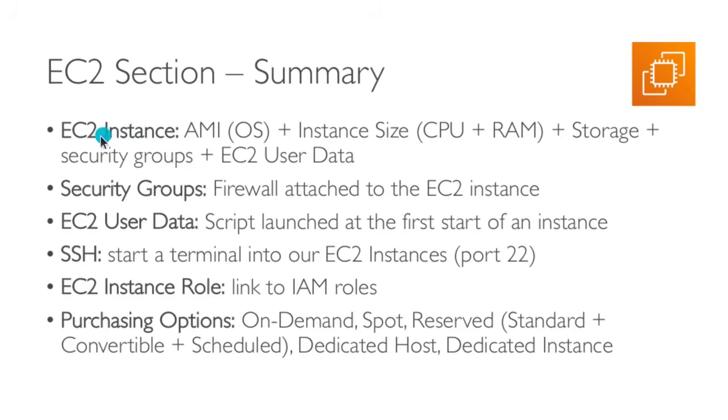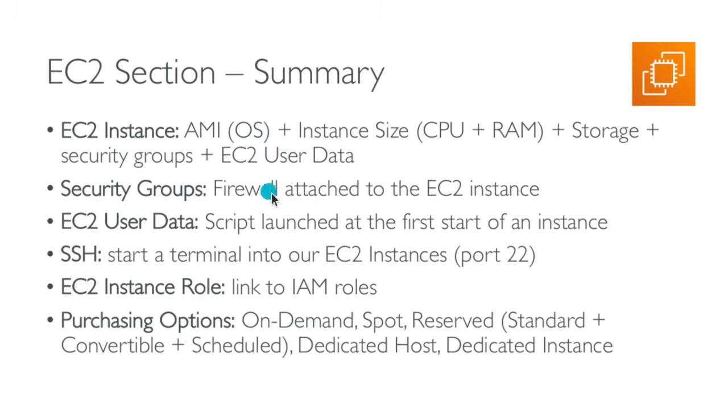Using AWS EC2 you can launch servers, and you can choose which OS you want. Do you want Linux, Mac, or Windows? You can choose which instance size you want, how much CPU, how much RAM, and how much storage. You can choose what rules you want. Do you want HTTP, do you want HTTPS? You can do that using security groups, and you can also bootstrap your instance using EC2 user data.